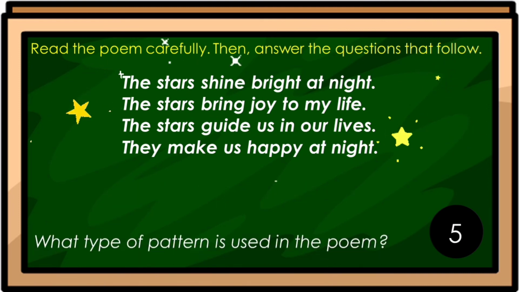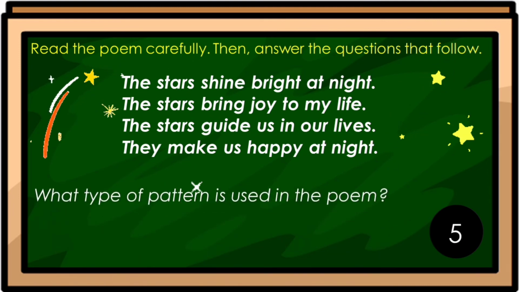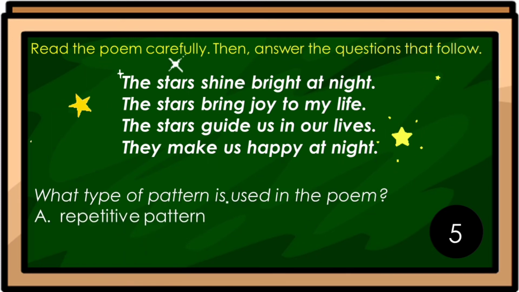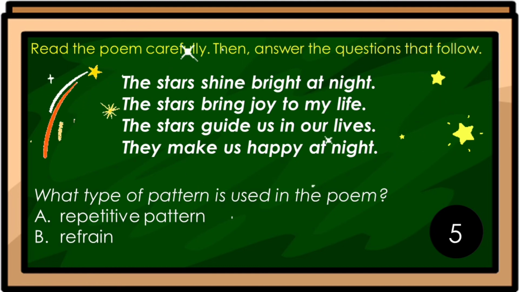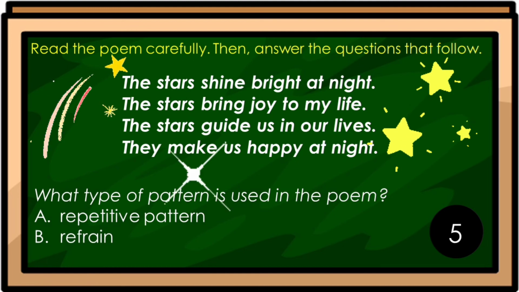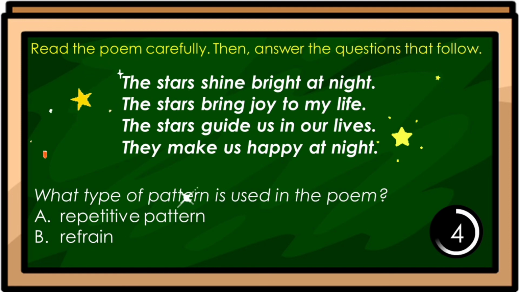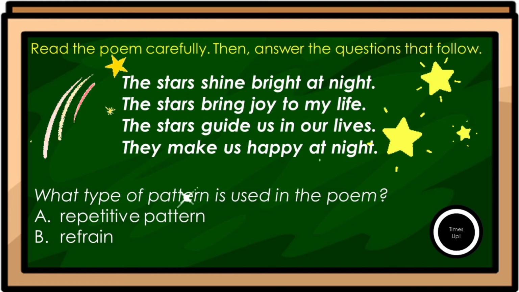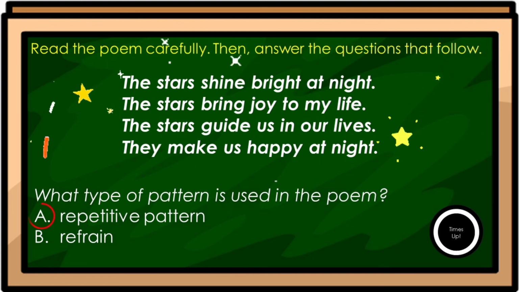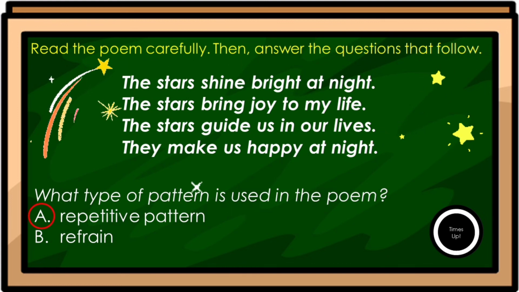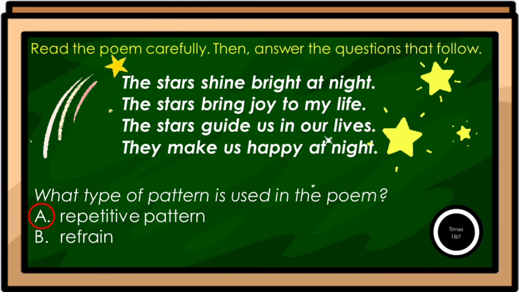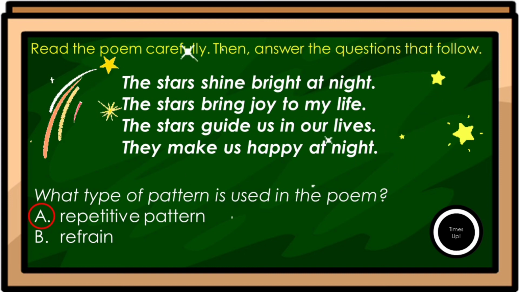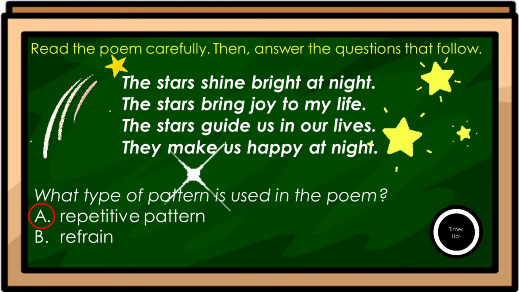Next question. What type of pattern is used in the poem? A. Repetitive pattern or B. Refrain? Okay, the correct answer is letter A. Repetitive pattern, because there are repeated words in the poem. Very easy, right?